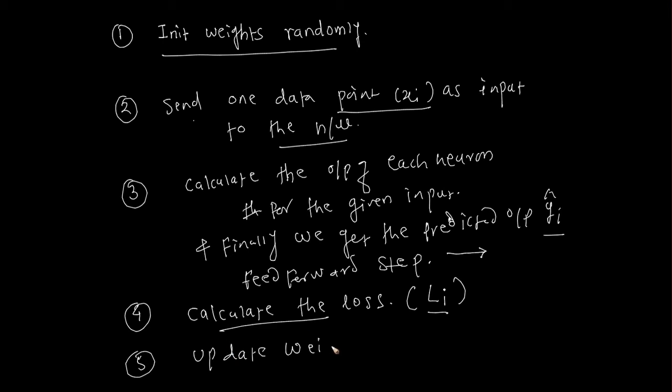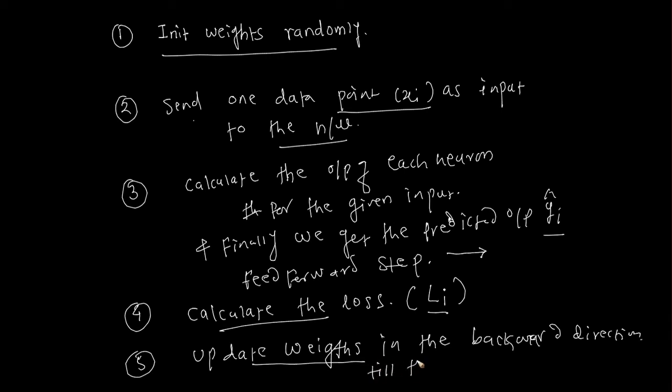Then update the weights in the backward direction. After updating the weights in the backward direction, how many times will we update these weights? Till convergence.